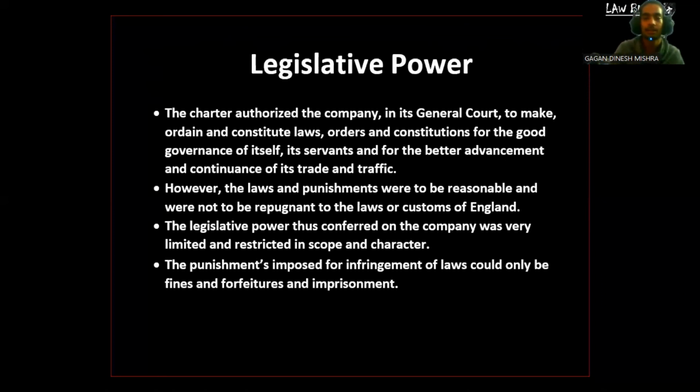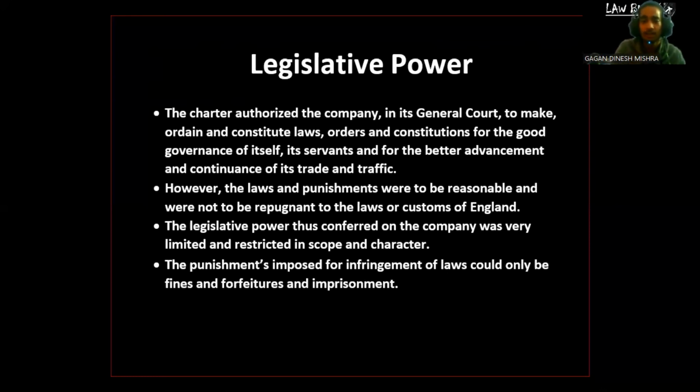So the charter which Queen Elizabeth issued, the Charter of 1600 for the East India Company, permitted the company to make some laws for the good governance of the company and carry on with them. However, the laws and punishments were to be reasonable and were not to be repugnant to the laws or customs of England. Whatever laws and punishments there were, they should be in accordance with the laws of England, the English laws, right? Obviously, the East India Company is from England, so it should work with the laws of England, right? The legislative power thus conferred on the company was very limited and restricted in scope and character.